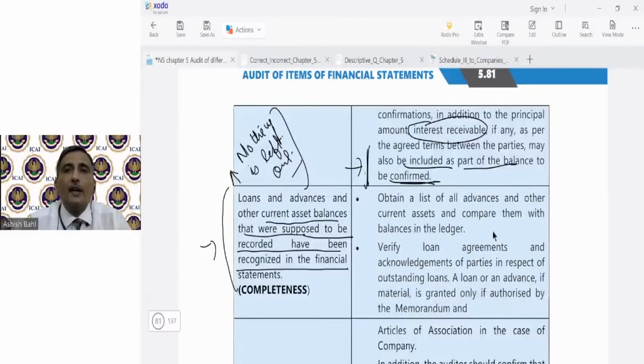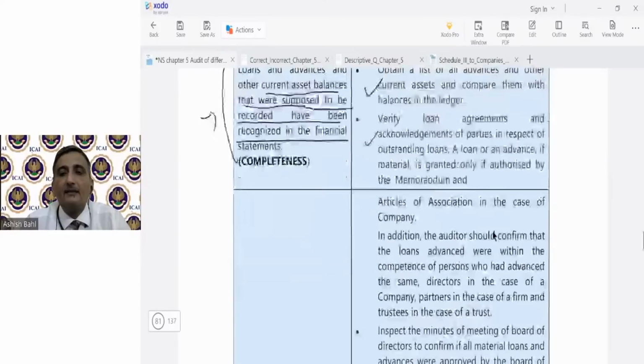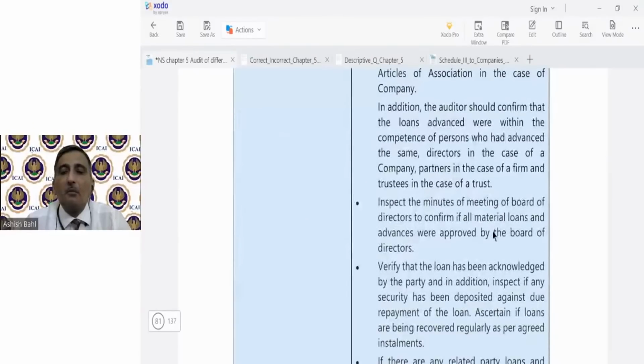So how are you going to verify the completeness assertion? You would obtain a list of all advances and compare them with the balances in the ledger, verify loan agreements, and see that all the loans which have been given are reflected, are included in the financial statements. Okay, so these types of things.